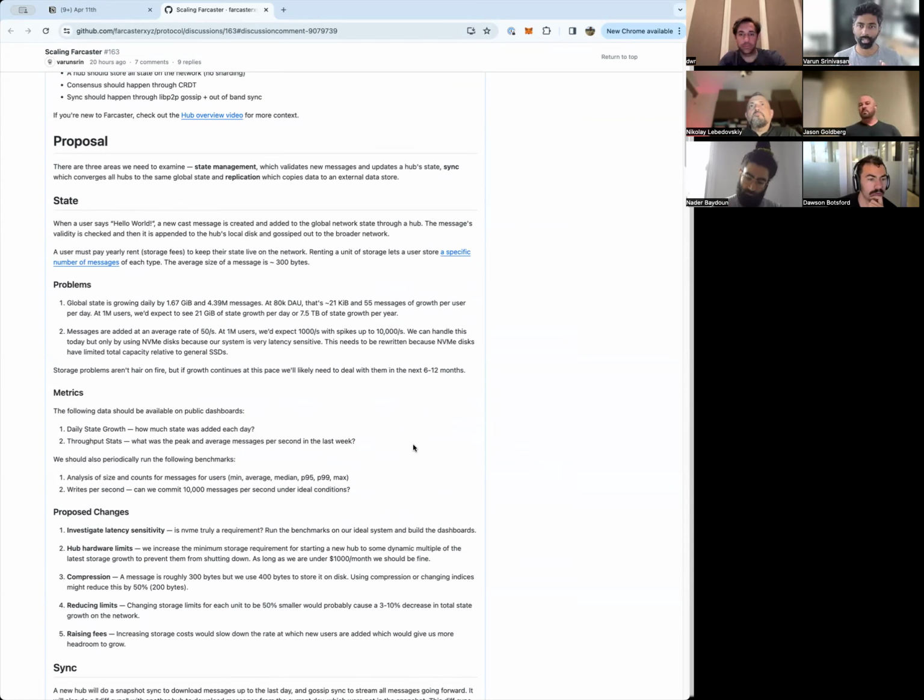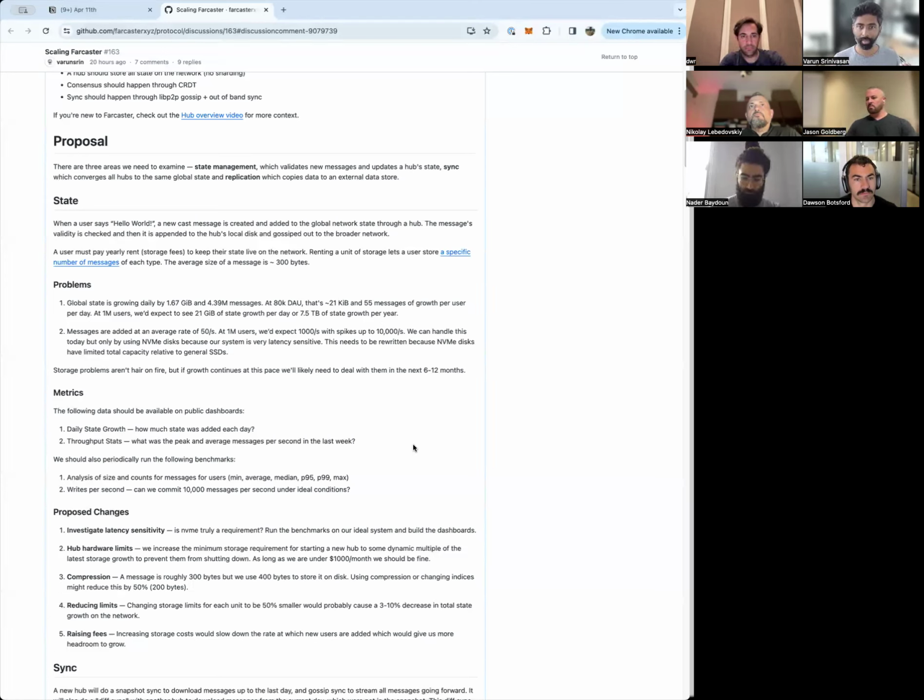So first is actually getting hubs able to run on lower cost hardware and disks. Right now, if you have a high performance hub, you probably need to run it on an NVMe disk, which is very, very low latency and high throughput. But we want to make it work on general purpose SSDs. Beyond that, we have a few other knobs and dials we can push in terms of compression, in terms of changing storage limits, in terms of tweaking things that'll make this a lot more efficient.